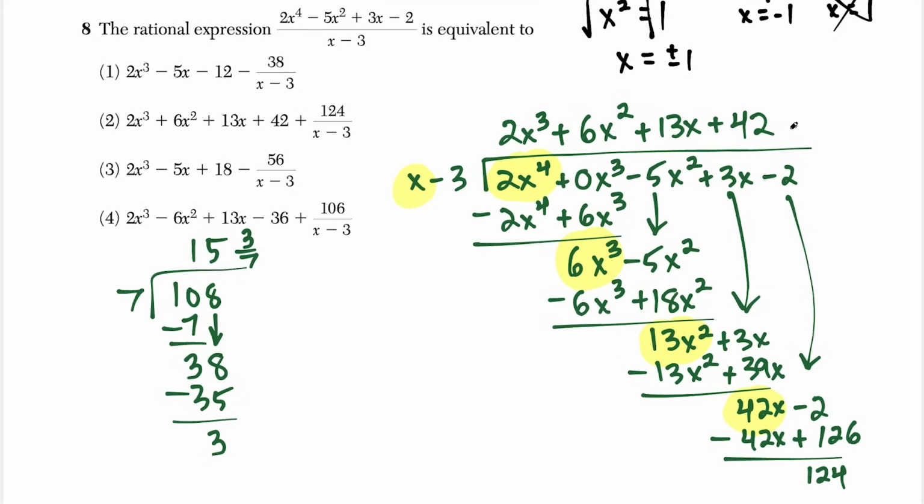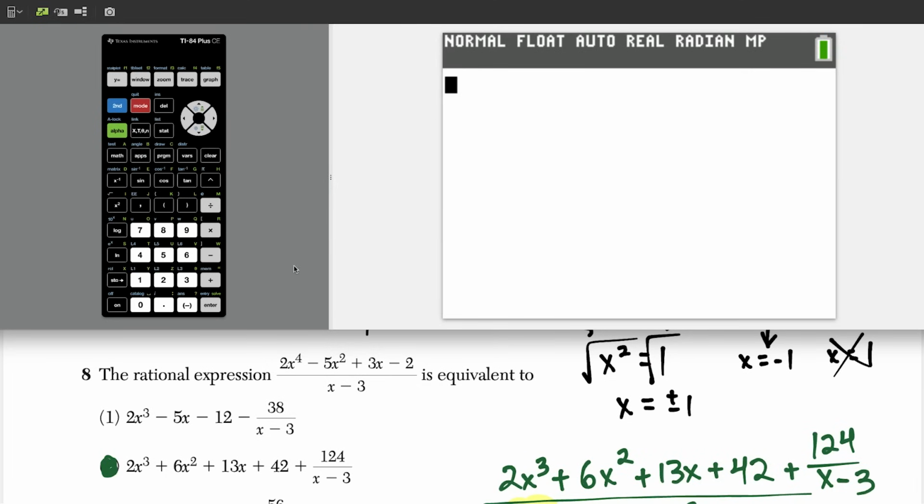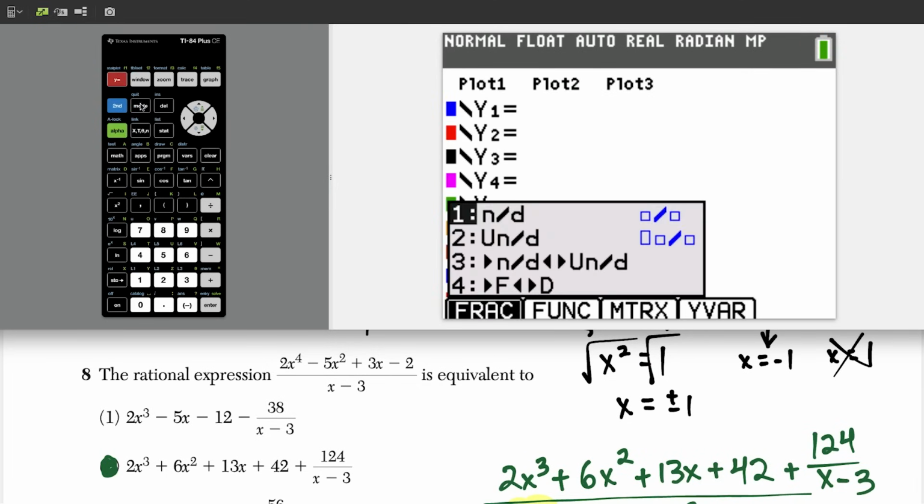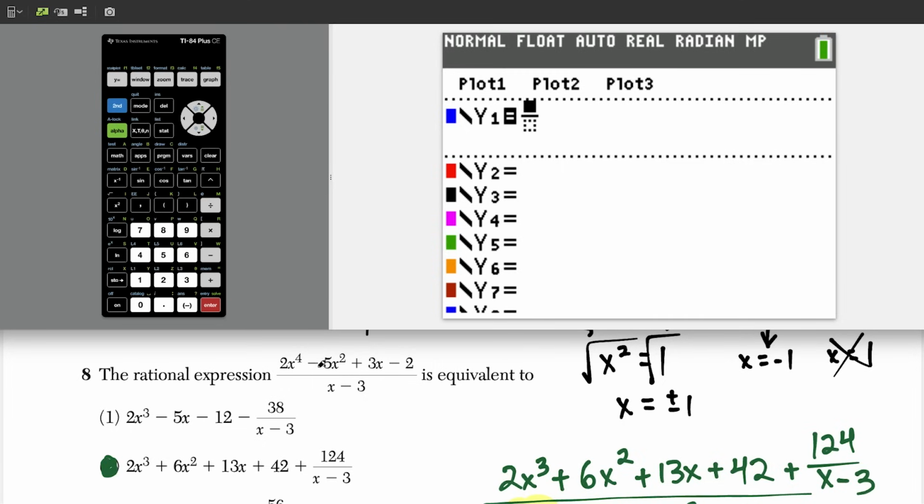So we write the remainder at the end, but we're dividing it by the original divisor, x minus 3. So now we just look through the answer choices here, and we're going to see this matches up with choice 2. But for this question, we could just go to the y equals and type in the expression. So I'm going to press alpha y equals enter. And we're going to type in this expression here.